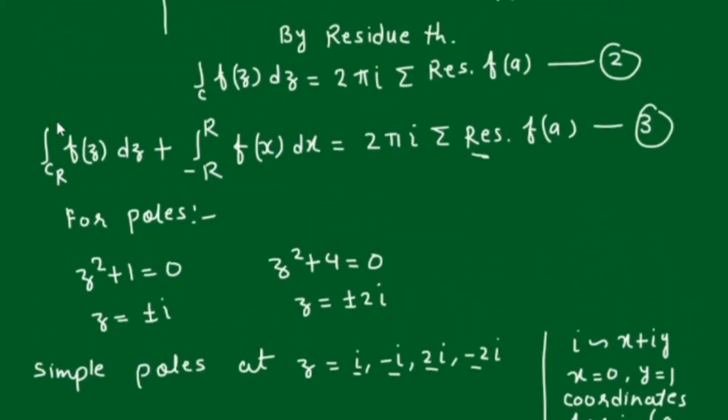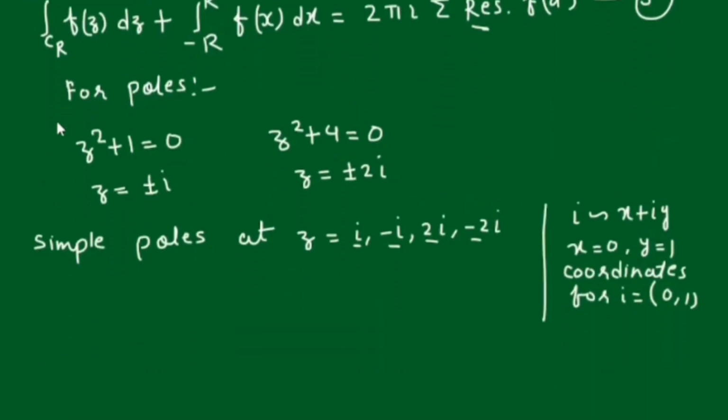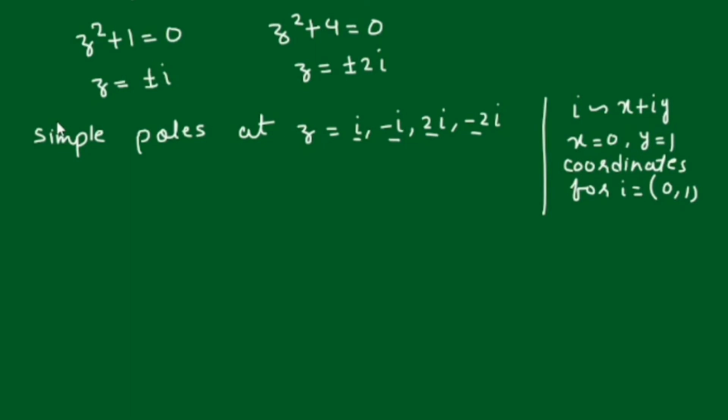Now see, in a given contour, 0, 1, that means this iota will lie somewhere here and minus iota will lie somewhere here. Similarly, the twice of iota will be here and minus twice of iota will be here. So we see out of these 4 poles, only 2 poles, iota and this twice of iota, lie inside the contour. So we find residues at this iota and this twice of iota.